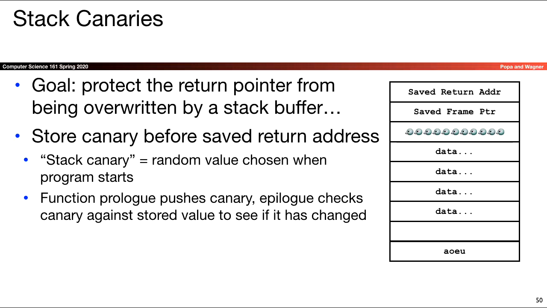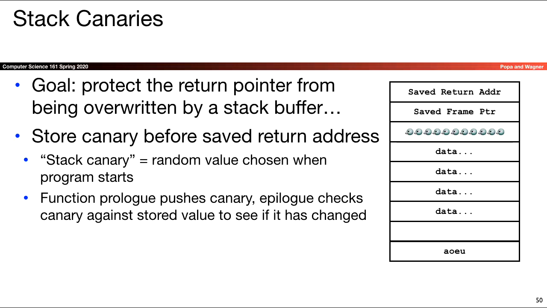So the idea of the stack canary is that we're going to modify the stack layout. We're going to insert an extra 4 bytes, say, an extra word, just before the saved return address on the stack. So that's where the pictures of that cute little peep is. That's the stack canary. And a stack canary is a random value that's chosen randomly when the program starts up. So imagine the program randomly chooses a 32-bit value.